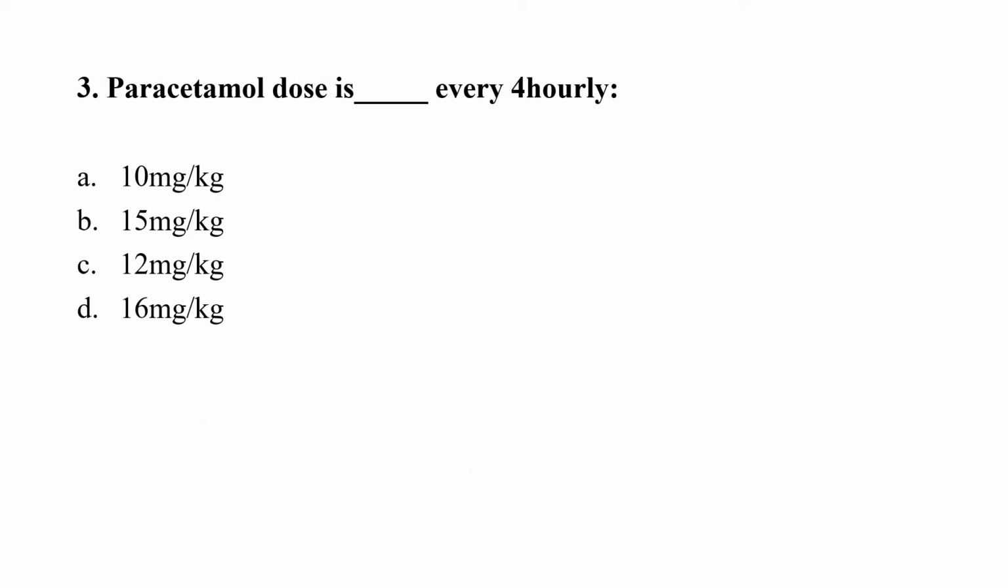Question number 3. Paracetamol dose is dash every 4 hourly. Option A 10 mg per kg, option B 15 mg per kg, option C 12 mg per kg, option D 16 mg per kg. Correct option here is option B, which is 15 mg per kg is the dose of paracetamol given in children every 4 hourly.